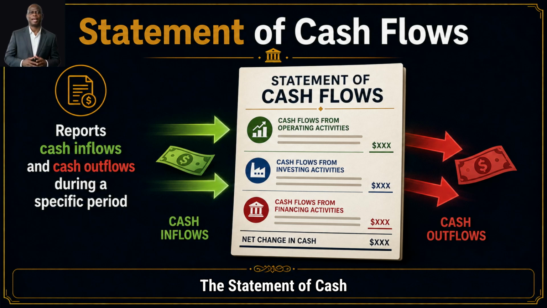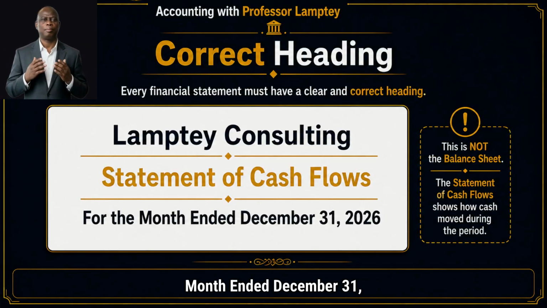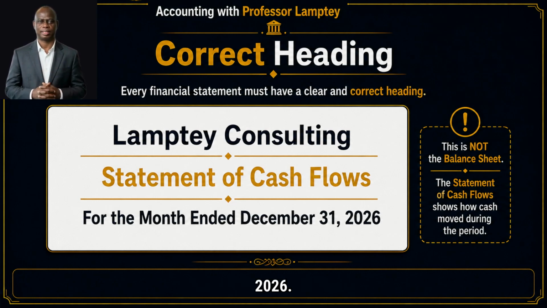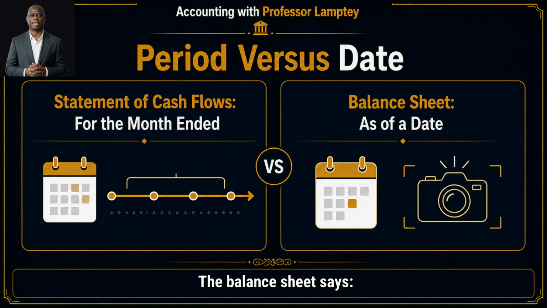Let's begin. The statement of cash flows is a financial statement that reports cash inflows and cash outflows during a specific period of time. The key phrase is during a specific period of time. That means the heading usually says, for the month ended December 31st, 2026, or for the year ended December 31st, 2026. This is different from the balance sheet. The balance sheet says, as of December 31st, 2026. Why? Because the balance sheet is a snapshot at one date, but the statement of cash flows covers activity over time. It explains how cash moved during the period.